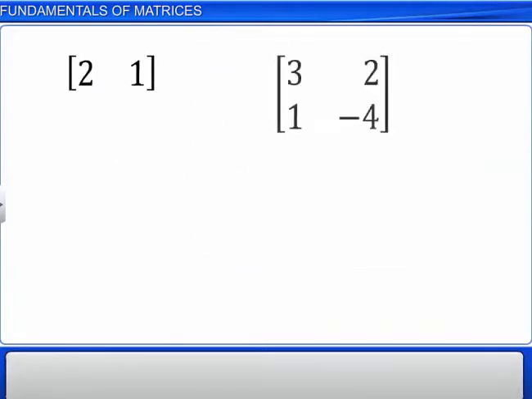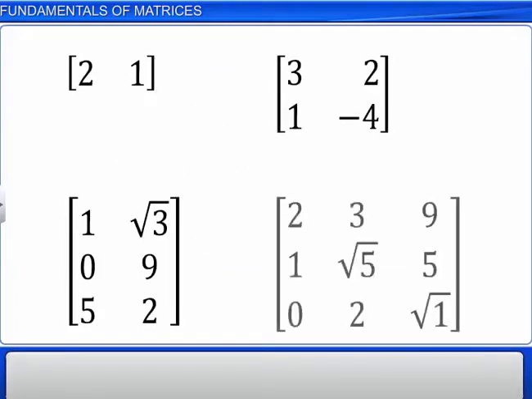There are matrices of varied sizes. The size is termed as order when referring to matrices. The order of a matrix corresponds to the number of rows and columns the matrix has.